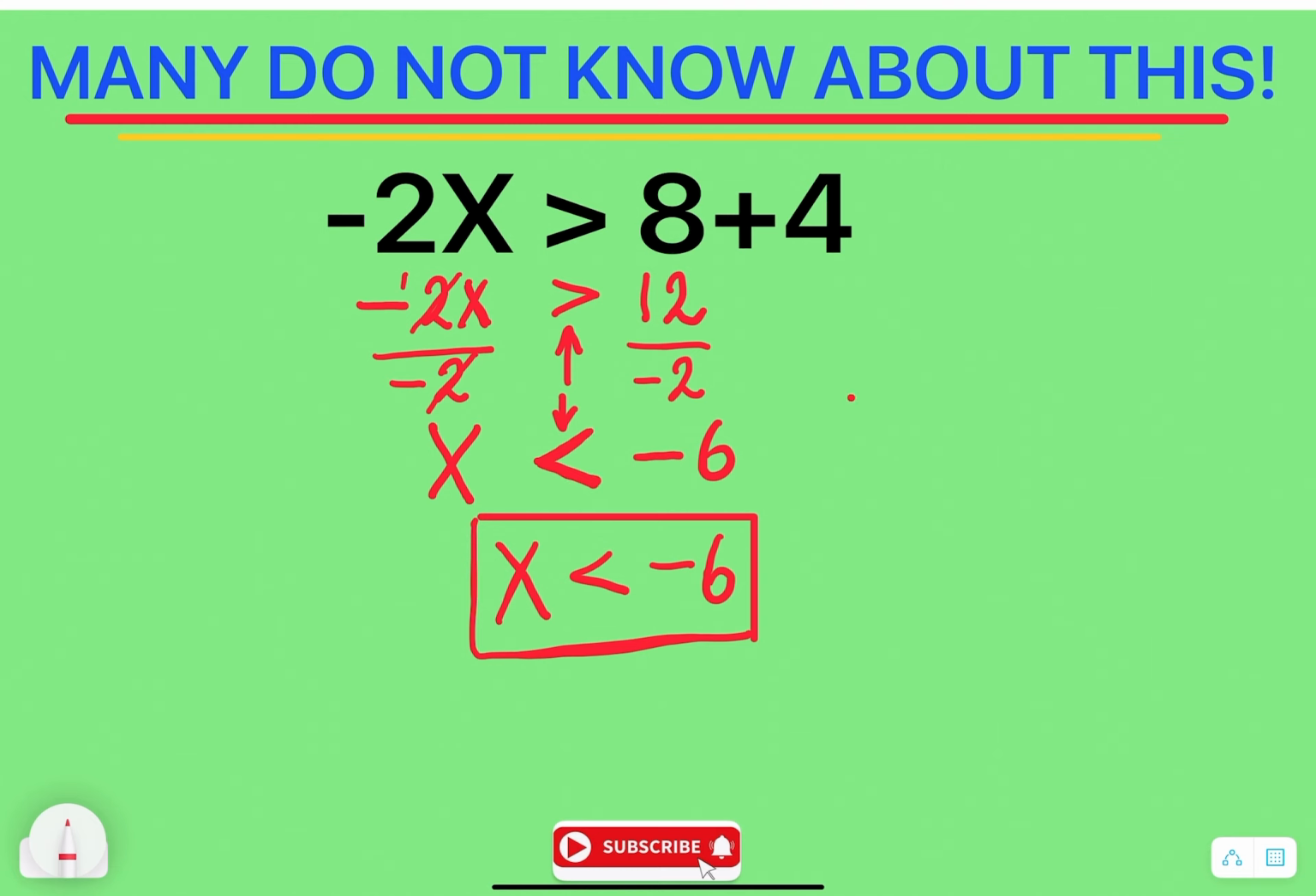So I will show you the answer also on the number line. Let's say this is 0, and we have 1, 2, 3, 4, 5, 6. This is negative 6. So for the solution, we have to write x is smaller than negative 6. This is our negative 6.